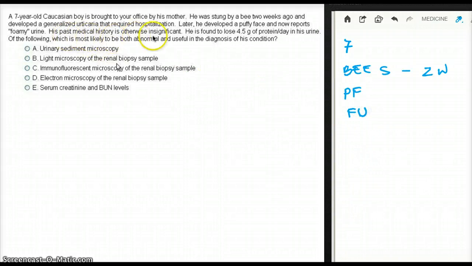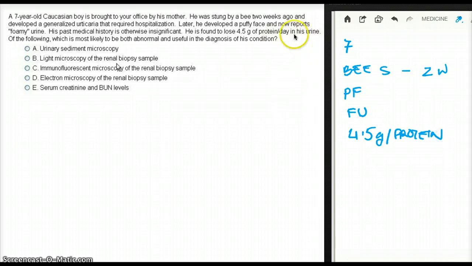His past medical history is otherwise insignificant. He's found to lose 4.5 gram of protein in his urine. Of the following, which is the most likely to be abnormal and useful in the diagnosis of this condition? So this is quite obvious.